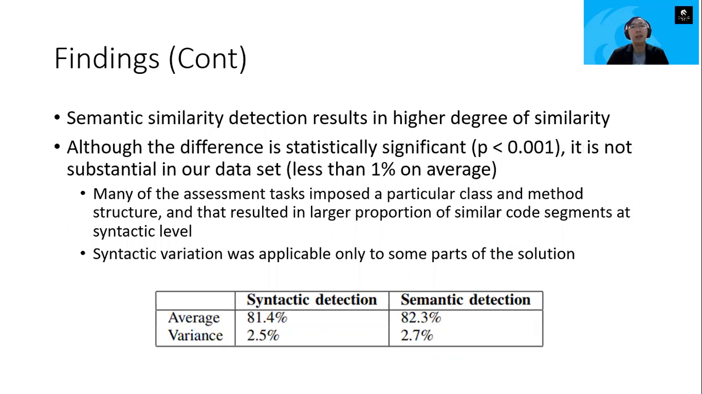Semantic similarity detection results in higher degree of similarity. Although the difference is statistically significant, it is not really substantial in our dataset. Why? First, because many of the assessment tasks impose a particular class and method structure, and that resulted in larger proportion of similar code segments at syntactic level. Second, syntactic variation was applicable only to some parts of the solution.